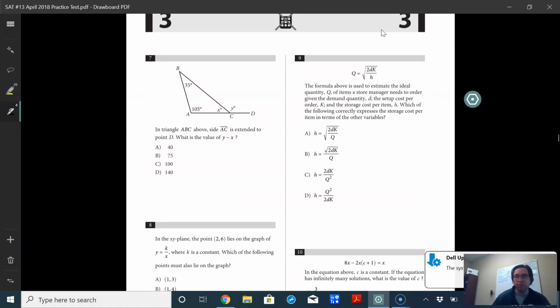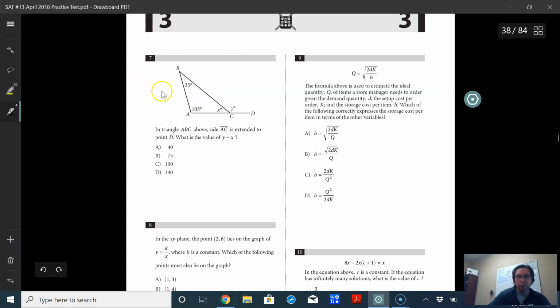Okay, number 7 here. Looking at number 7, we see that we're dealing with angles and lines, coming from the additional topic math section. It says within triangle ABC above, AC is extended to point D. What is the value of y minus x? We want to keep in mind that's a little curveball there. So within that, we want to solve for these.